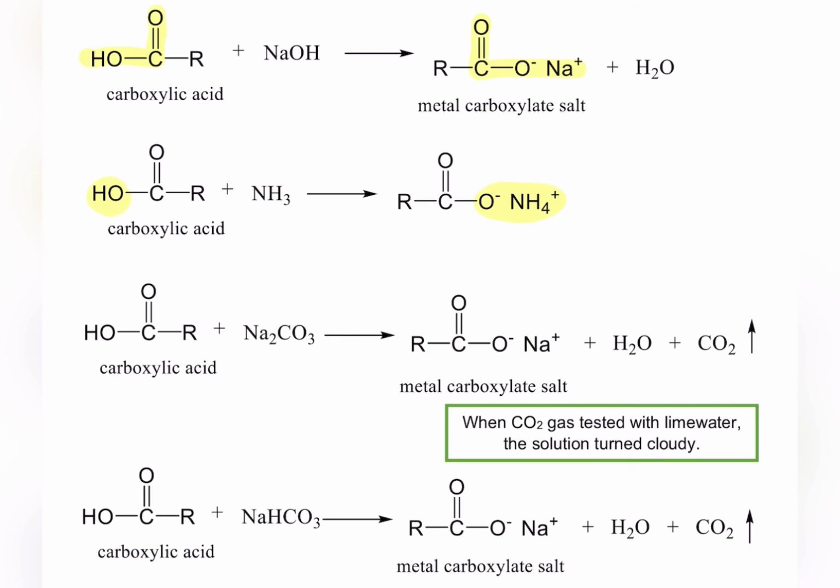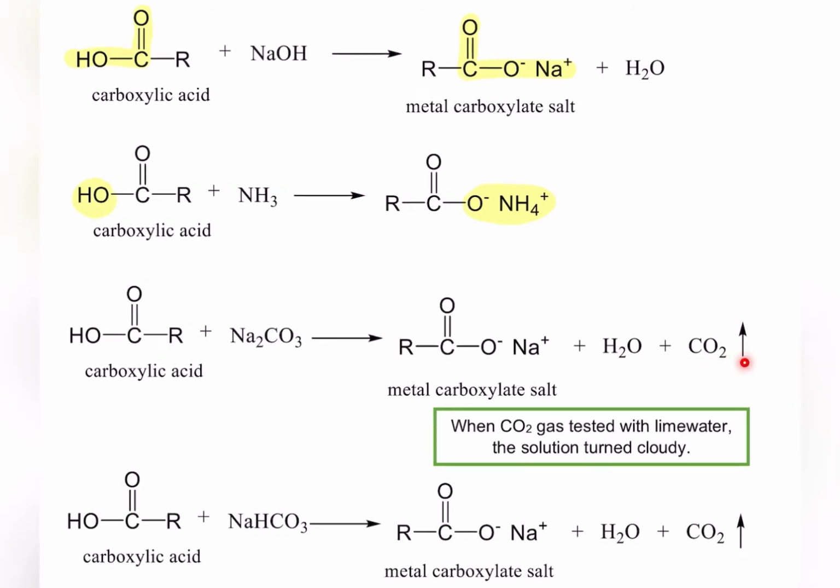Next one, I have carboxylic acid with sodium carbonate. So please remember, we are going to form the same case as NaOH. You will form metal carboxylate salt, but you will have 2 side products. The first one is H2O and the second one is CO2. So CO2 here, you have to emphasize using the arrow pointing up, or you can use gas in bracket. This is because you have carbonate ion from sodium carbonate. That's why you will form carbon dioxide as well for your product.